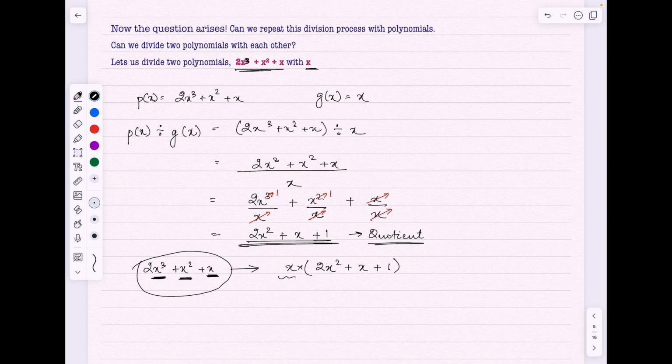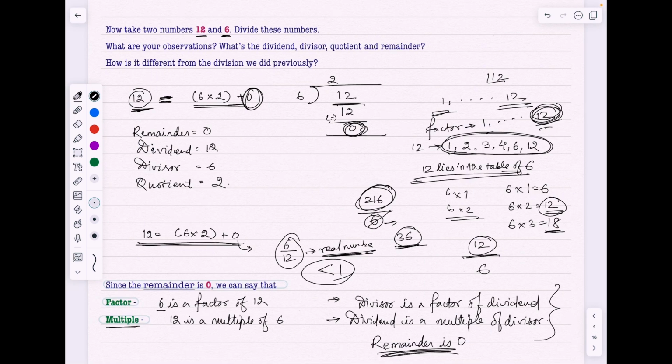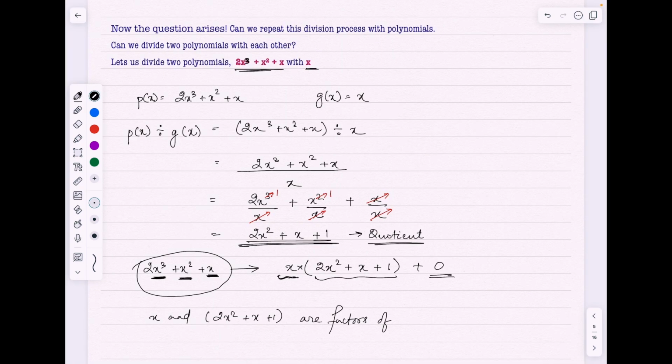That means I can see x is one of the factors, because here the remainder is 0. So x and 2x square plus x plus 1 are factors of the dividend. I have told you, if the divisor is a factor of the dividend, then the dividend is a multiple of the divisor.